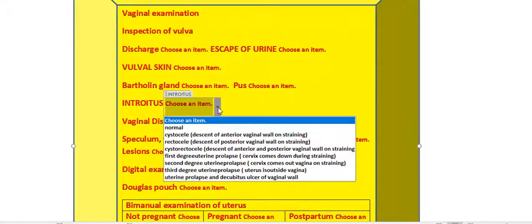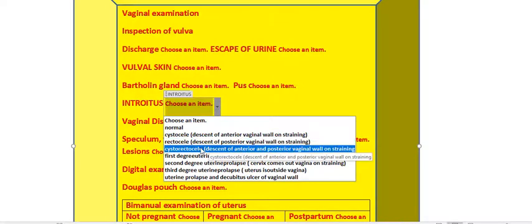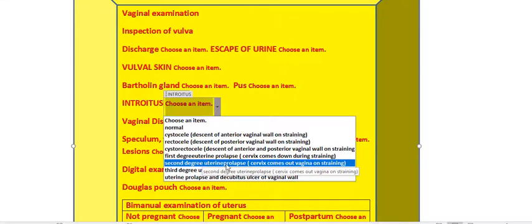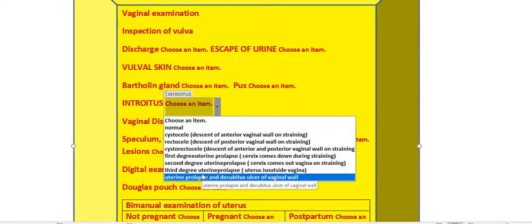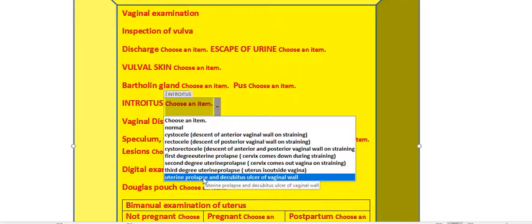We look for the introitus. When the patient strains, there is descent of the anterior vaginal wall, cystocele, or descent of the posterior vaginal wall, rectocele, or descent of the anterior and posterior vaginal wall, cystorectocele, or descent of the cervix, first-degree uterine prolapse, or the uterus is outside, second-degree uterine prolapse, or the whole uterus outside, third-degree uterine prolapse, or uterine prolapse with decubitus ulcer of the vaginal wall.